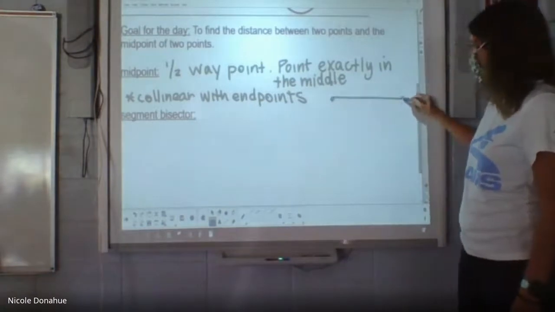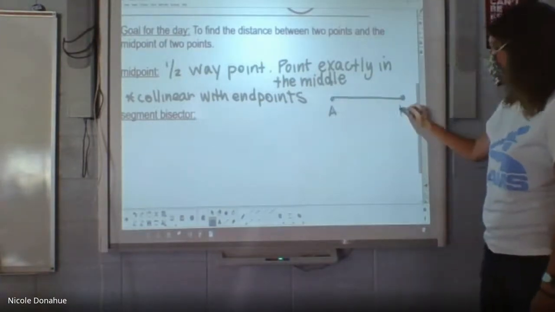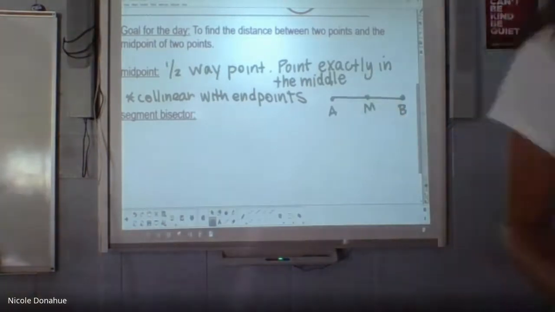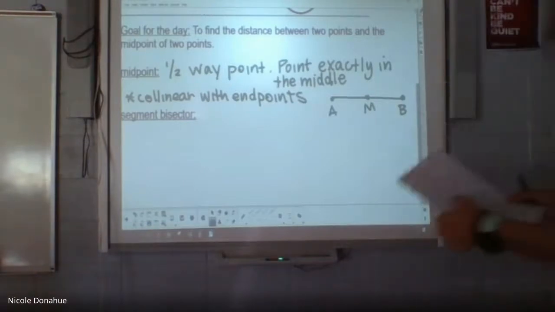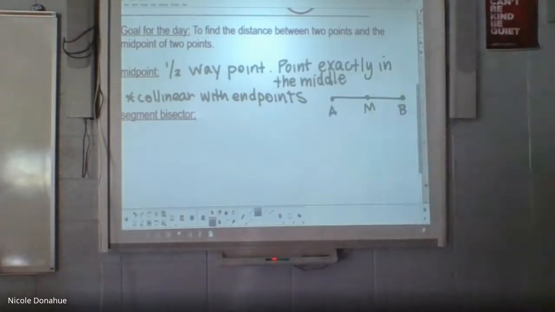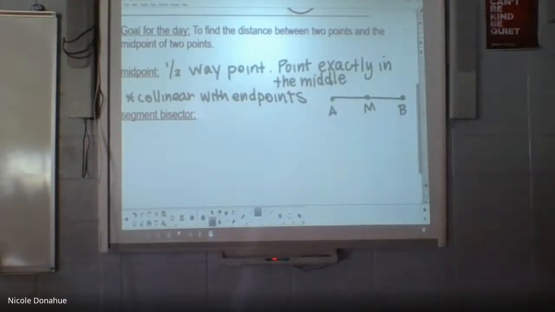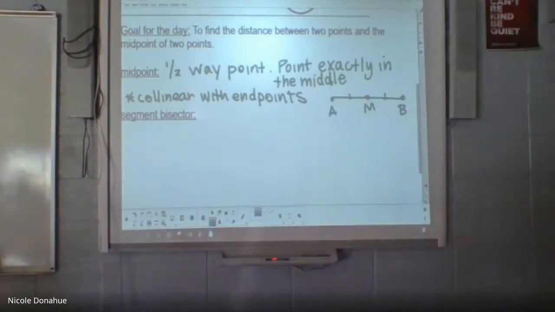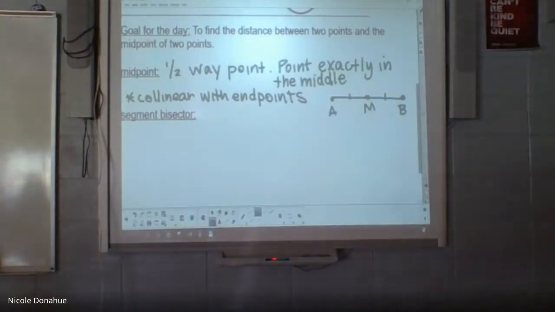I'll show you guys how that looks. So M is our midpoint. And I'm going to use those little tick marks we talked about yesterday. If M is the midpoint, that means this distance and this distance would be the same. The halfway point between those two, that means they both went the same distance to get there. So it's like fair on each side.